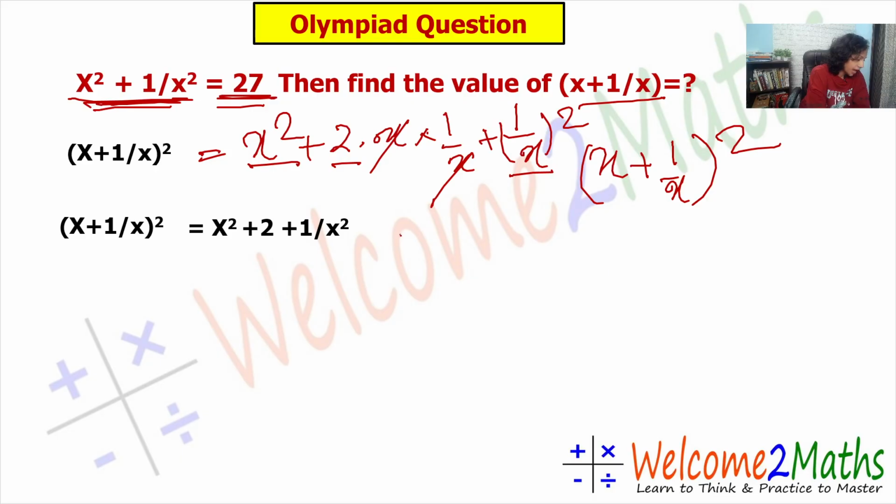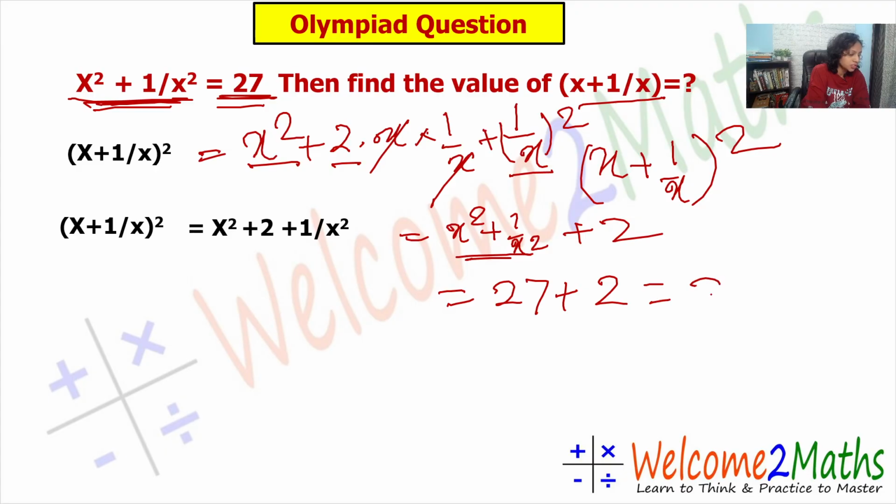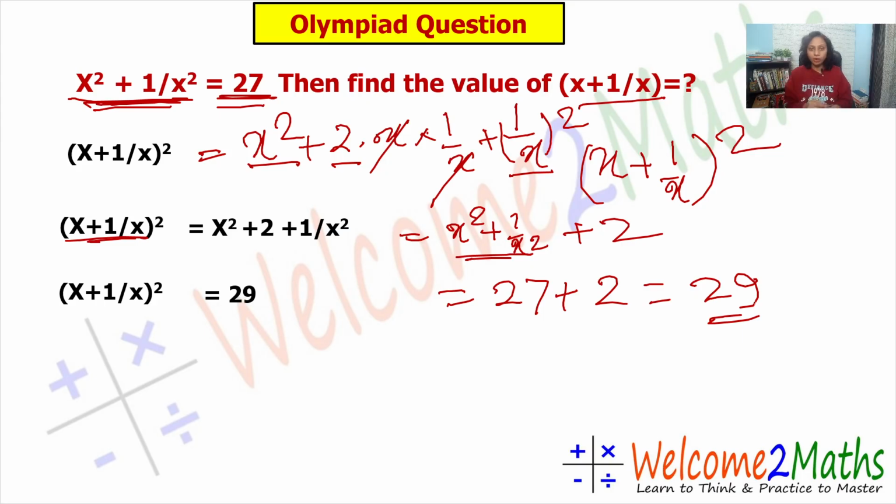So now let's write x square plus 1 by x square plus 2, and instead of this we can write 27. 27 plus 2 is 29, and we got the value of (x plus 1 by x) whole square equal to 29. But now how do we find our answer? Because our question asks for x plus 1 by x, which we have to find out. So what is our next step?